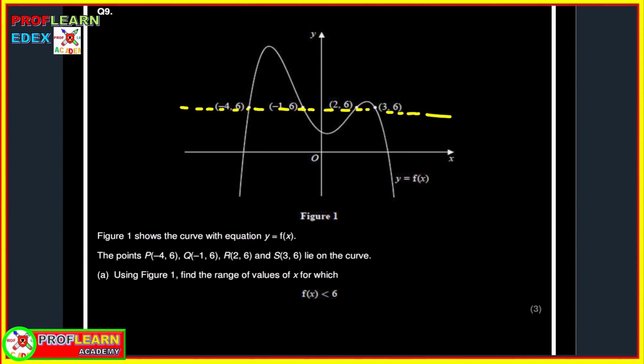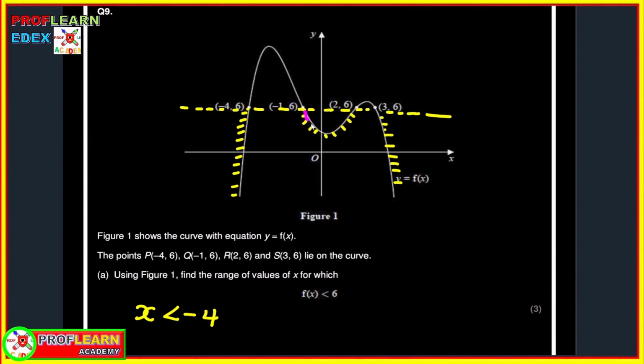Now, we are supposed to find the range of values for x for which f of x is less than 6. Less than 6 means we want the values of x which give the graph below the line that I've drawn, the yellow line. So we need values of x that satisfy this curve down here, and the first one here is x is less than negative 4. Strictly less than negative 4. If you put less than or equal to, you get it wrong.